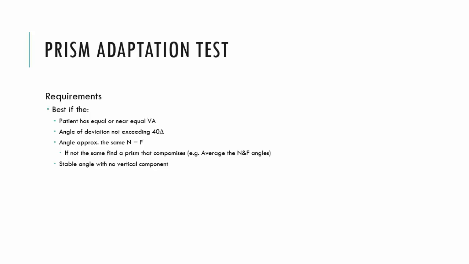And it's probably suggested that you average that near and far and use that prism. So in that example I've just given you with the 20-30, you'd give the patient a 25. The other requirements are that it is best utilised in patients who have a stable angle and who do not have a vertical deviation as well. By stable, we mean that the size of the deviation is not variable.